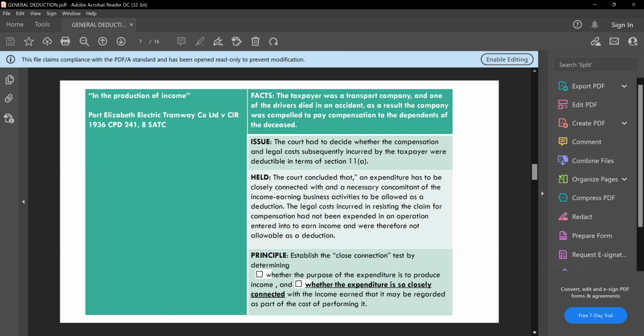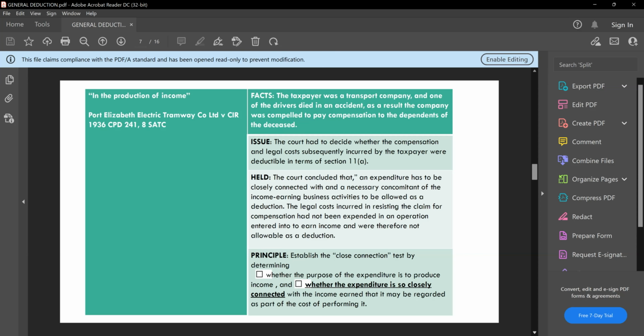The court had to decide whether the compensation and legal costs subsequently incurred by the taxpayer were deductible in terms of Section 11A. The court held that an expenditure has to be closely connected with and a necessary concomitant of the income earning business activities to be allowed as a deduction. The legal costs incurred in resisting the claim for compensation had not been expended in an operation entered into to earn income and were therefore not allowed as a deduction.